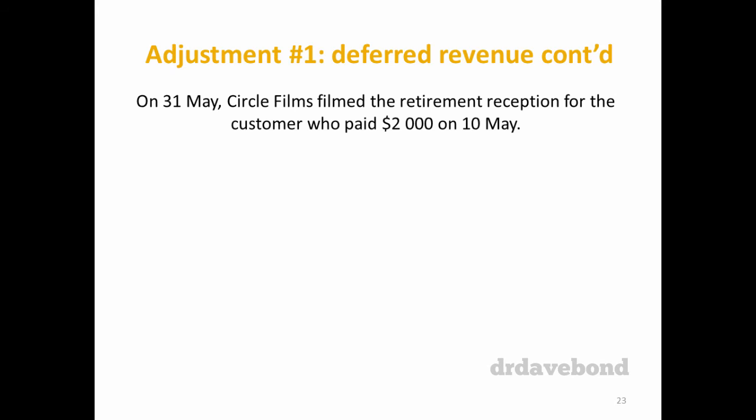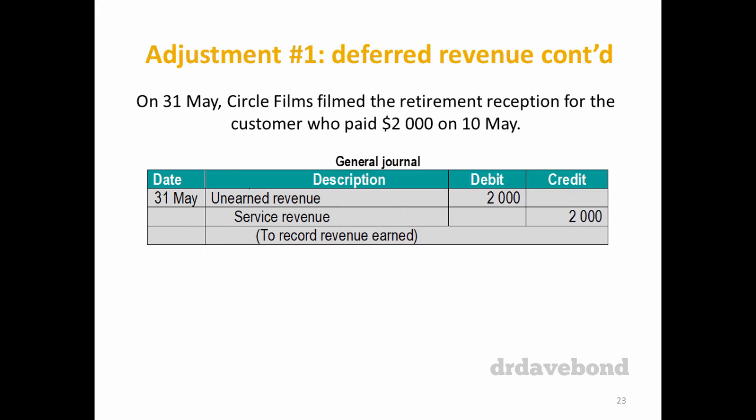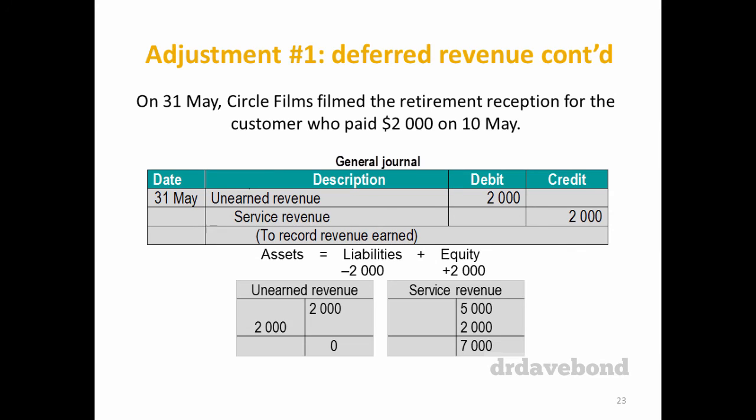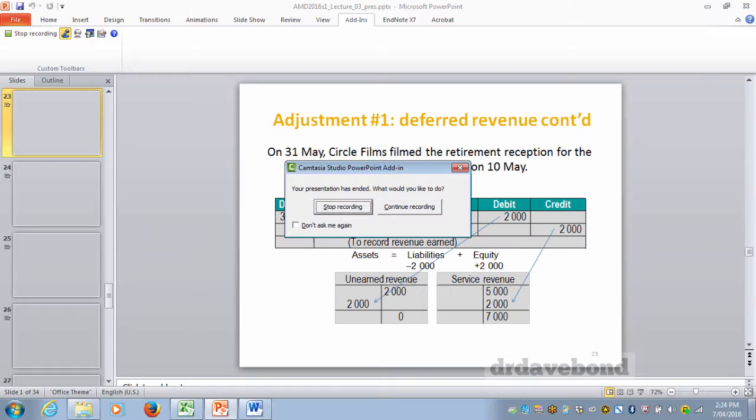The adjustment is on the 31st of May. Circle Films filmed the retirement reception, so they've actually now done the work and earned the revenue. They received the money earlier on. So the unearned revenue gets reduced, and we get to show service revenue. Liabilities go down because our obligation has been extinguished, and equity goes up because we've got revenue. You can see that unearned ends up at 0. Service revenue, its carrying total at this point in time, is $7,000.